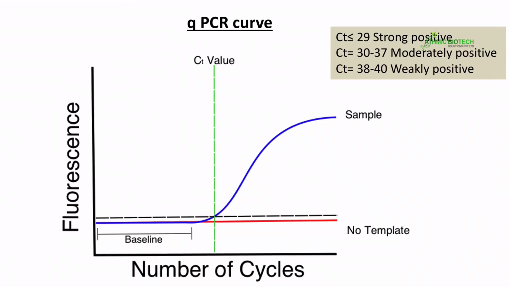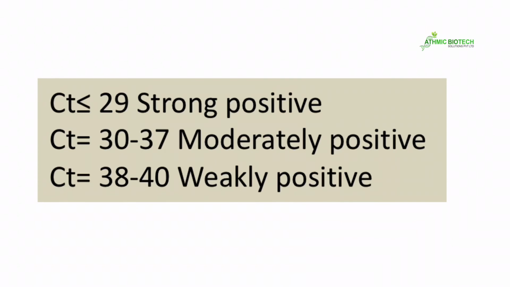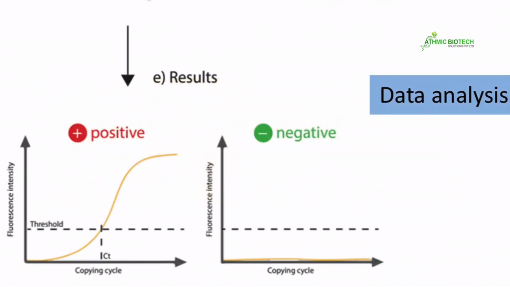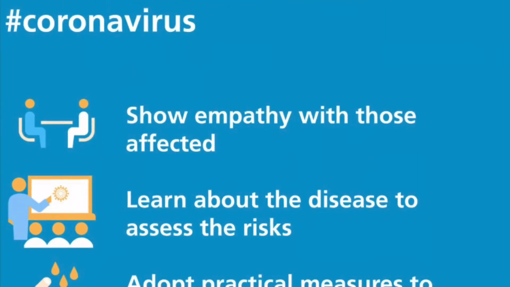threshold value. So if a sample is strongly positive for that particular gene, the CT value will be less than or equal to 29. If a sample has a CT value less than or equal to 29, we can say that the patient is strongly positive with COVID-19 infection. If it is between 30 and 37, it is moderately positive, then between 38 and 40, we can say that the patient is weakly positive. And if there is no CT value, that means the patient is negative for COVID-19 infection.